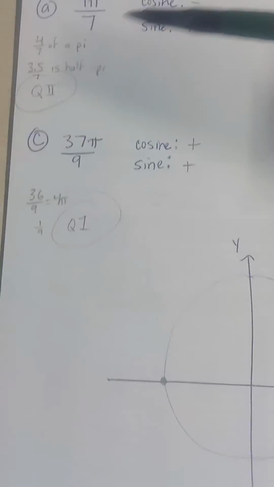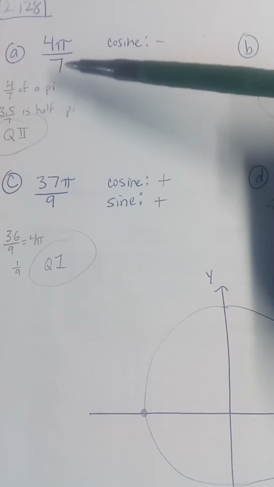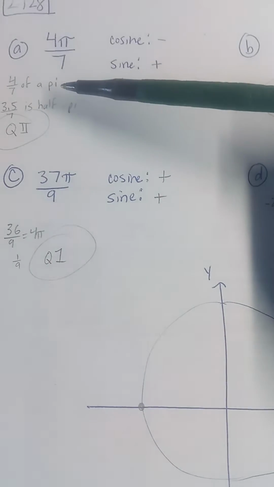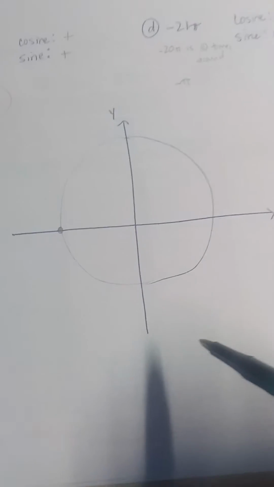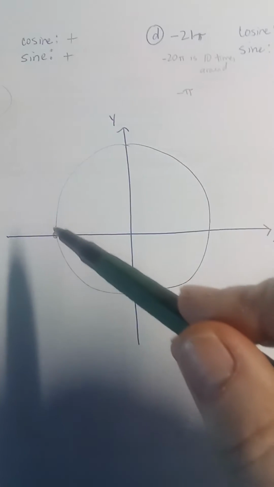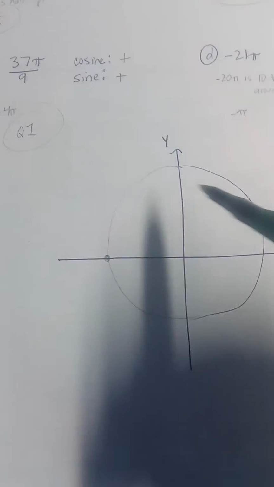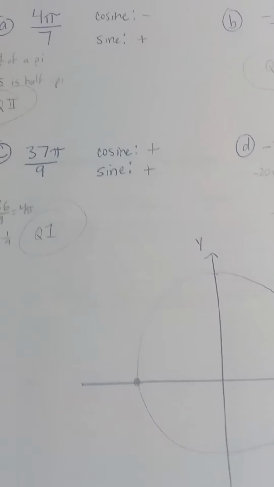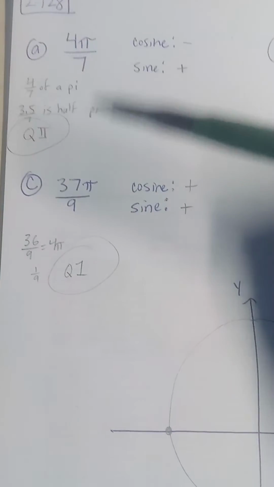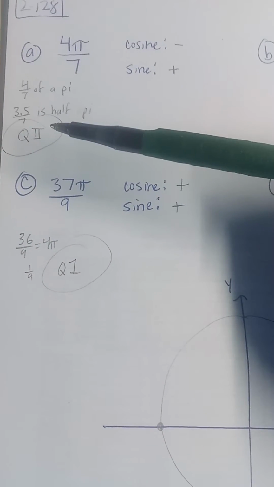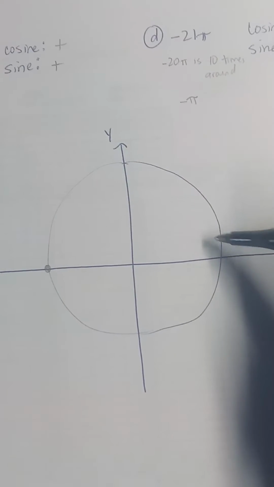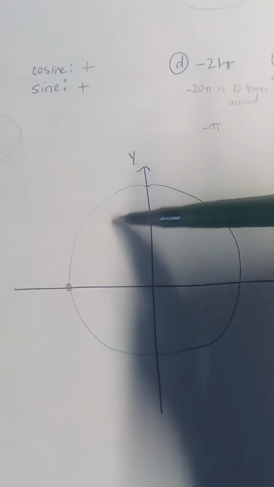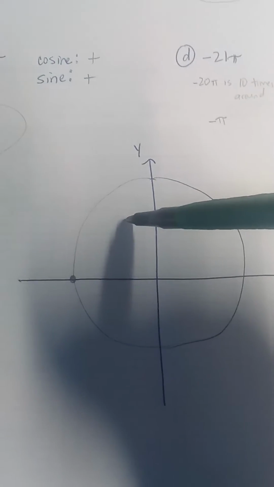So the way I think of it is that that's 4/7 of a pi. And I know that halfway around the circle's pi. So I want 4/7. I'm just trying to find out which quadrant it's in. So I know that 4/7 is a little bit more than half. So it's more than half of the pi. So I know it's in quadrant 2.